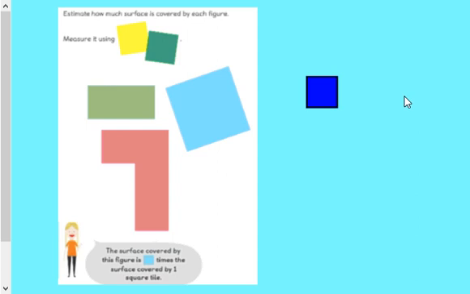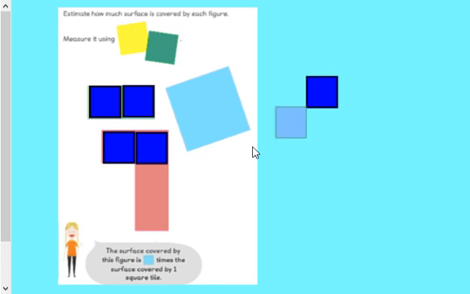Okay then, so we're going to use our cloning tool again. Okay, so if I wanted to then, I could, nice and easy with this shape here, I could see, and hopefully all of you would have been able to tell me that this shape would take 2 of these squares. Okay, now we'll have a look at the L shape down here. And we can see that it takes 4 of those squares to cover the surface area of that shape.